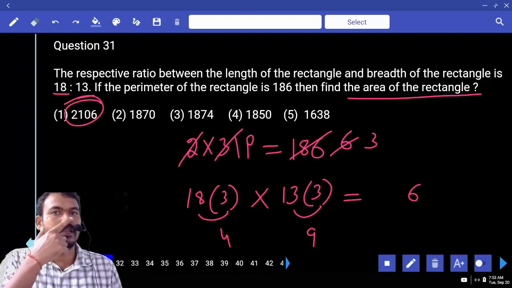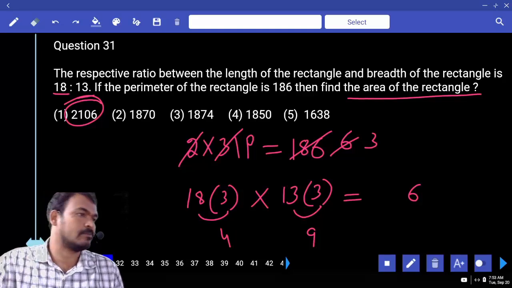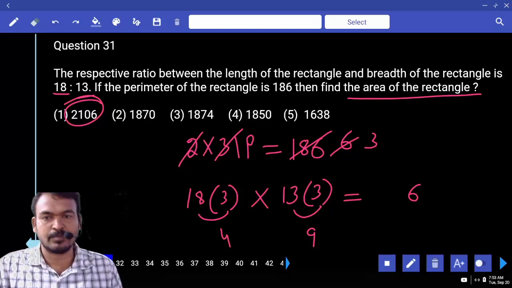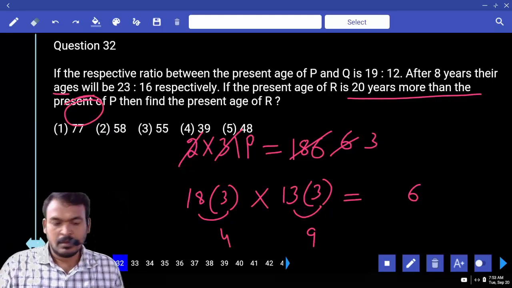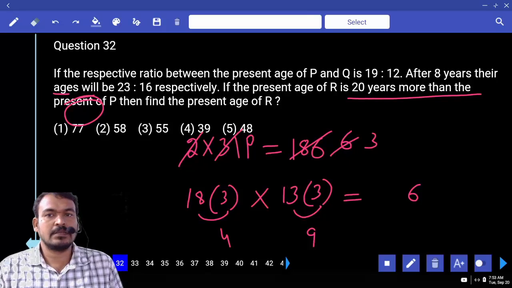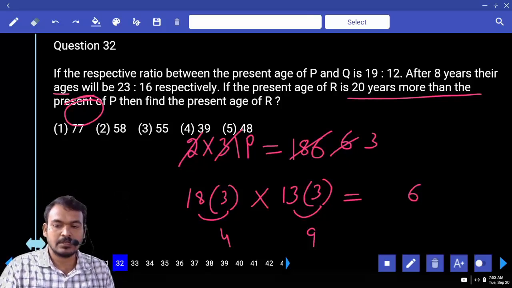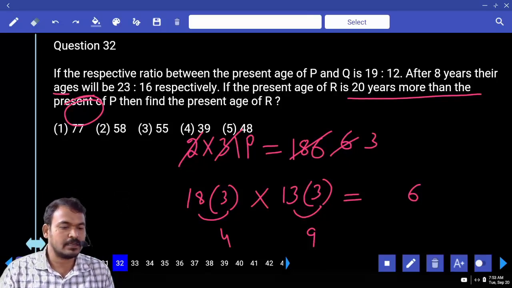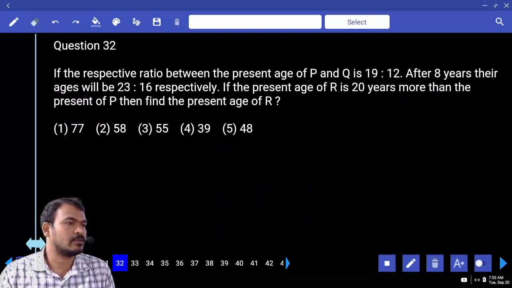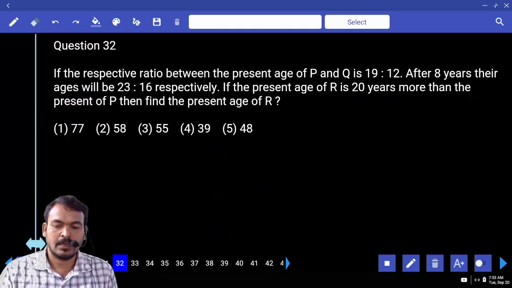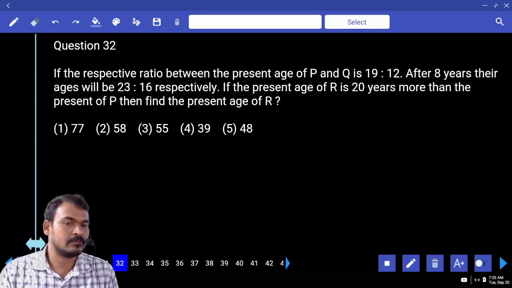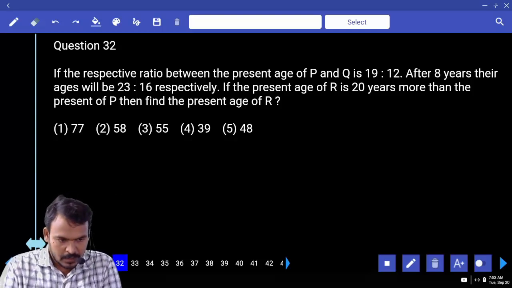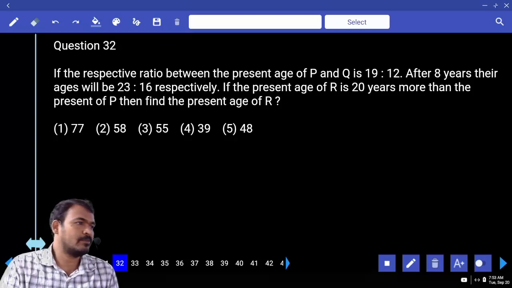If you verify the 9 multiple, two options are there. The first option is a 9 multiple and the fifth option is also a 9 multiple. Next, question number 32. The respective ratio between the present ages of P and Q is 19:12. After 8 years, their ages will be 23:16. If the present age of R is 20 years more than the present age of P, what is the present age of R? Okay.